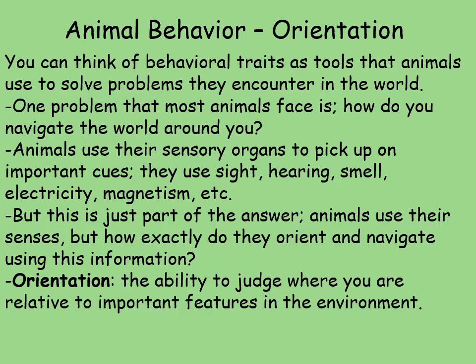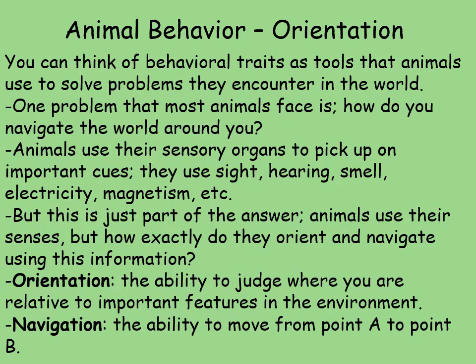So when we use the term orientation, we're specifically talking about the ability to judge where an animal is. So where do they fit into important features in the environment? So it's basically, if you had an internal map, being able to know where you are on that map is orientation. Then you have navigation. So a navigation ability is allowing you to move from one point to another. So we're not just talking about knowing where you are, but actually being able to know how to go from point A to point B.